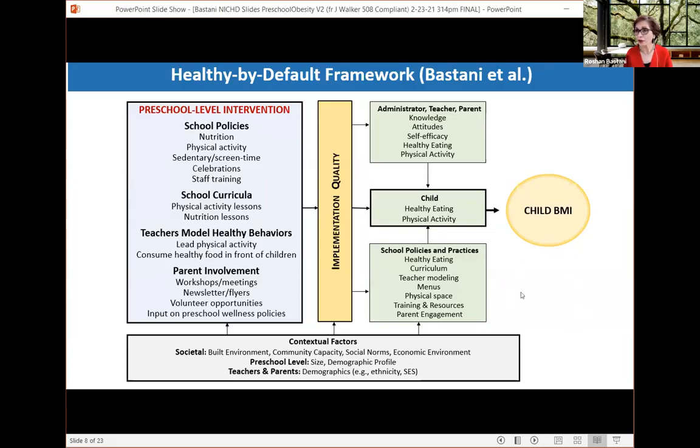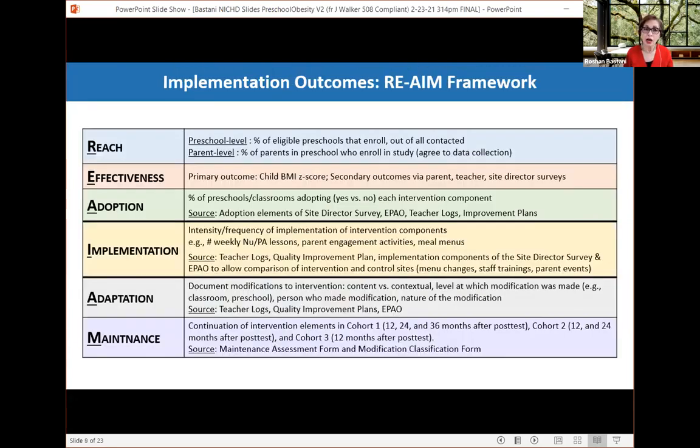However, this stuff on the right side is not going to happen unless the interventions that we put into place are implemented at a high level of quality. That's why it is so important to measure implementation. So if the intervention didn't work, was the intervention bad, or was it because it wasn't implemented the way it should have been? We use the RE-AIM framework in this work.